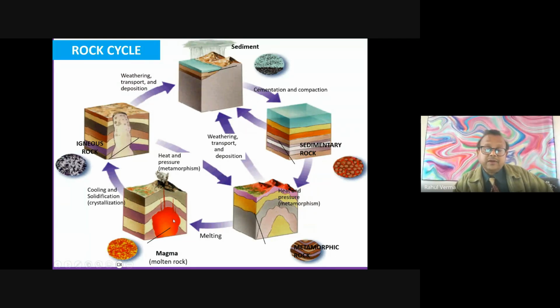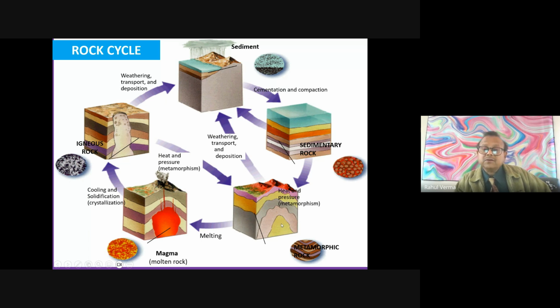Initially, everything was magma when the earth was cooling. So it cooled and became igneous rocks. And when natural agents like water, wind and air acted upon the rocks, they got weathered and eroded. Then we get sediments, and they get cemented and become sedimentary rock. And when, because of some tectonic activities, they are subjected to heat and pressure, they become metamorphic rocks.